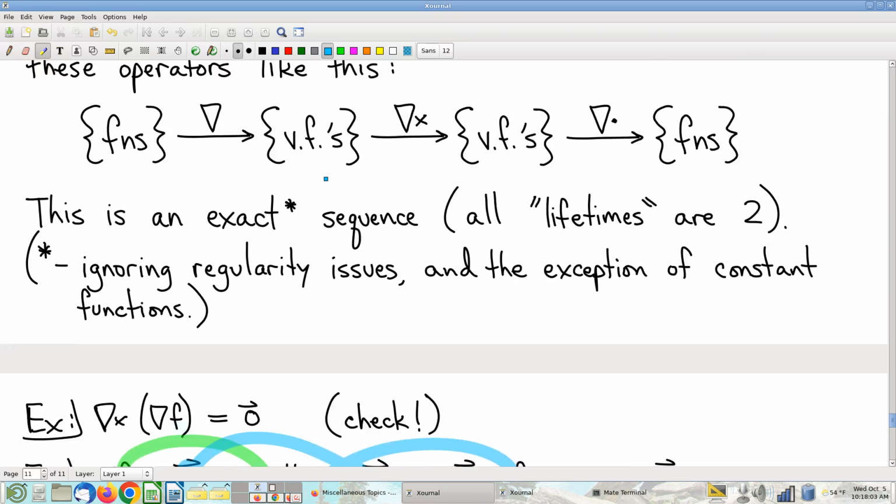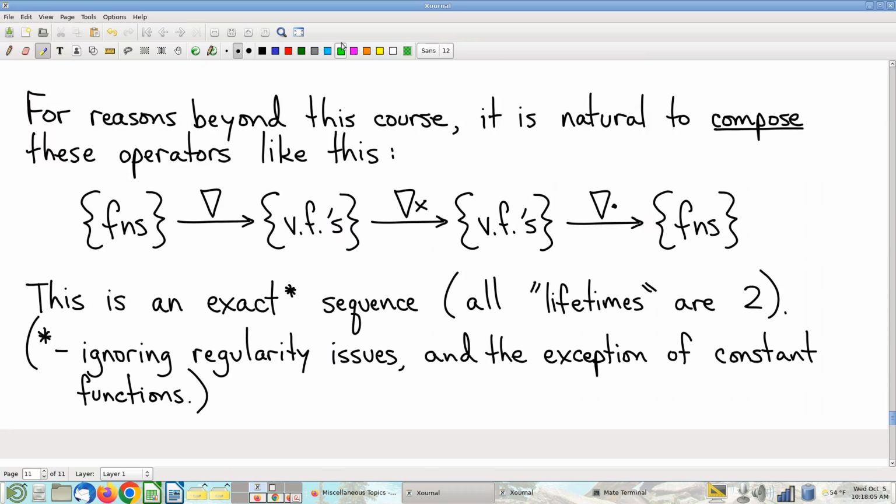So back up to the diagram. If you have a vector field and the divergence is 0, then that vector field is the curl of some other vector field. So, weird facts, but notice they kind of fit together on the diagram in terms of successive operations in this little composition sequence that we have.